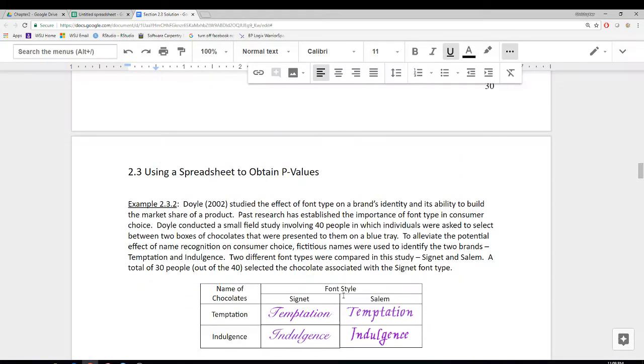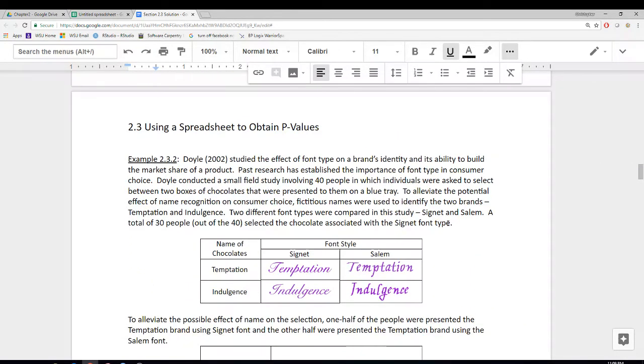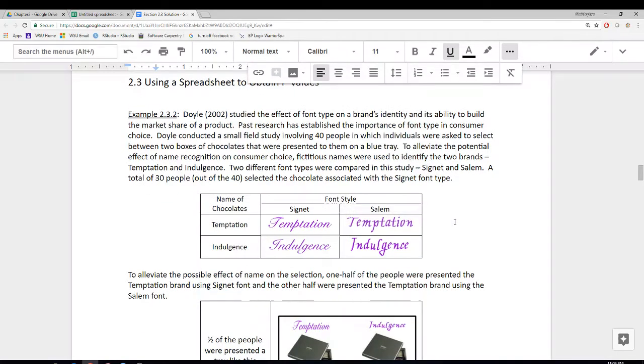All right, let's go ahead and do a second example now. We'll go a little bit more quickly through this one. This one has to do with font preference. I don't know if you've thought about this before, but fonts are important when marketing products. So consideration of what font to use is something that people that do market research need to worry about.